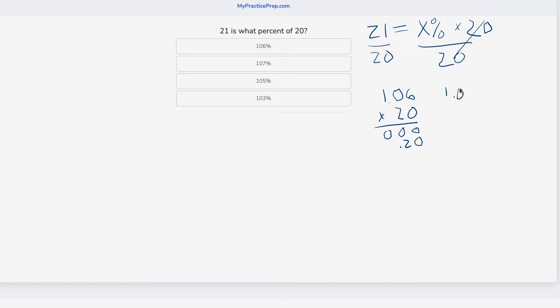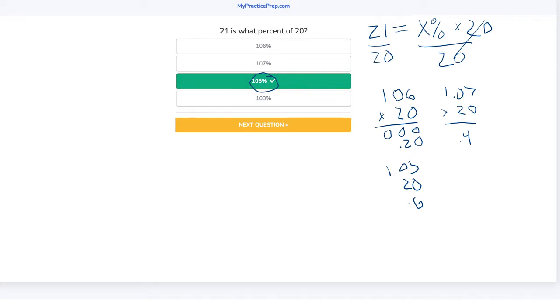1.07 times 20, it's going to be the same problem. That's going to end up giving us a 0.4 down here at the bottom. And so that can't be the right answer. I already know 105 is the right answer, so let's jump down to 103. So 1.03 times 20, 3 times 2 is going to give us a 0.6. So that can't be the right answer either. So this has to be the right answer. Let's see. And we're right. Let's go on to the next question.